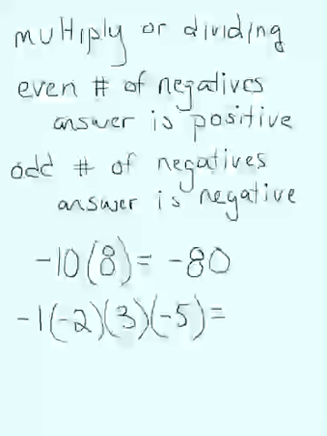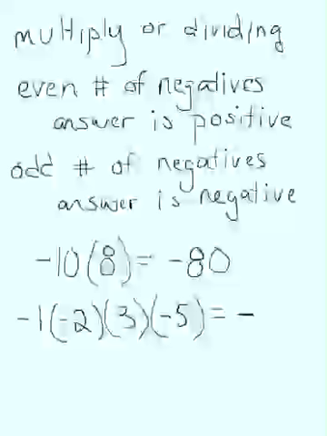Negative 1 times negative 2 times 3 times negative 5. Count the number of negative signs. How many are there? 3. If there's 3, does that mean my answer is negative or positive? Negative, because 3 is an odd number. Then multiply your numbers. 1 times 2 is 2. 2 times 3 is 6, and 6 times 5 is 30.